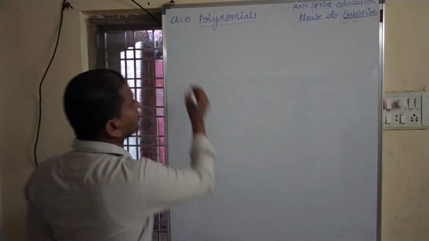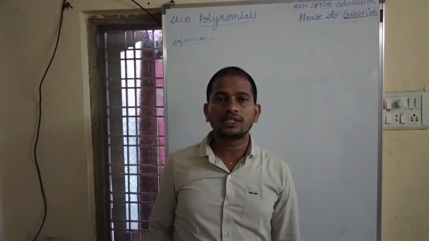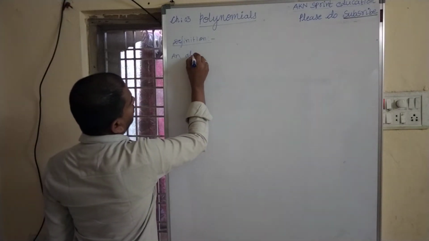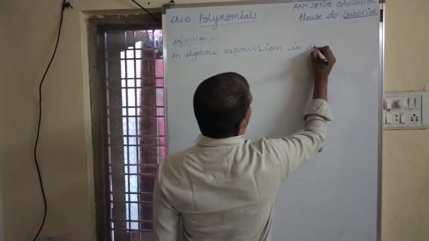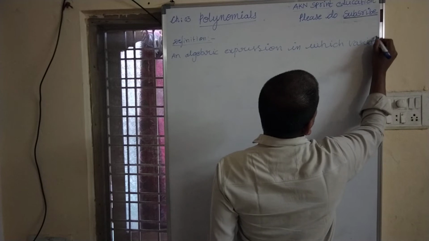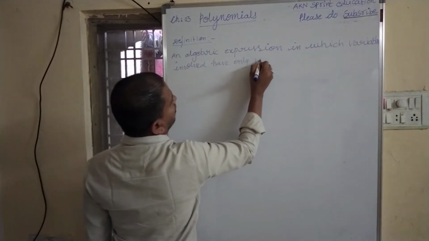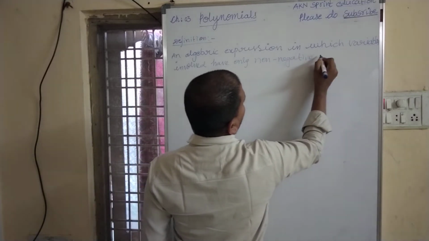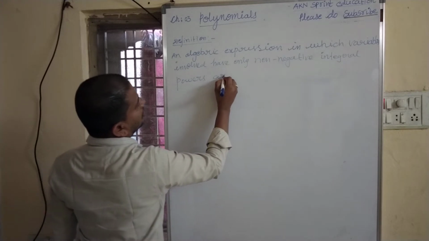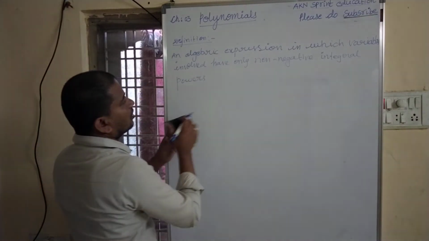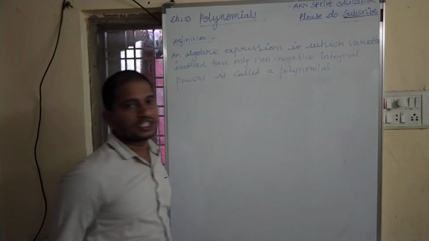What is the definition of polynomial? The definition of polynomial: an algebraic expression in which the variables involved have only non-negative integral powers is called a polynomial. This is the definition of polynomial.